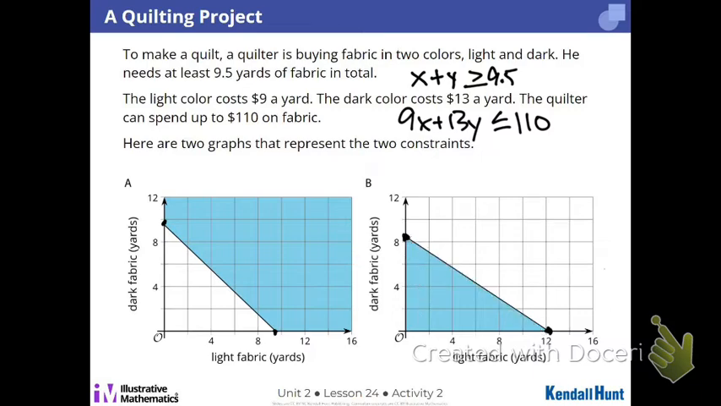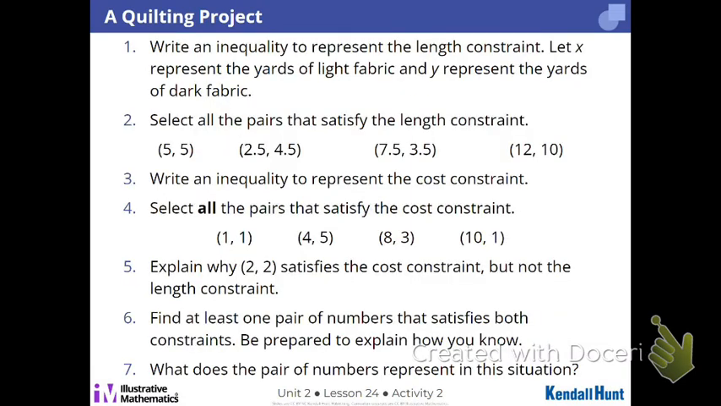Make sure when we go to this next slide, you've got those constraints down, because I'm going to ask you some questions about them. You already did number 1 and number 3. Select all the pairs from the list that satisfy the length constraint. And on number 4, select the pairs that work for the cost constraint. Jot those down. Which ones work for length? Which ones work for cost?